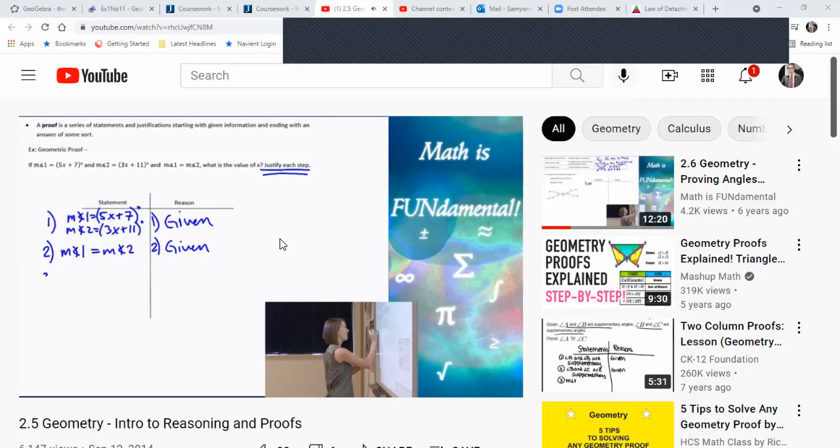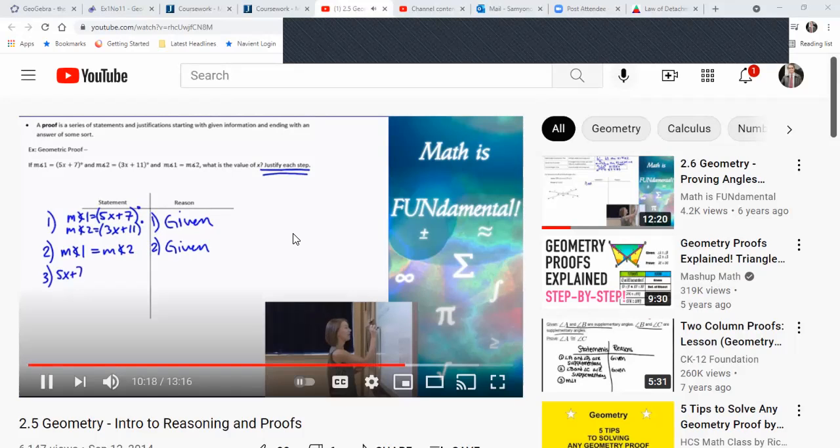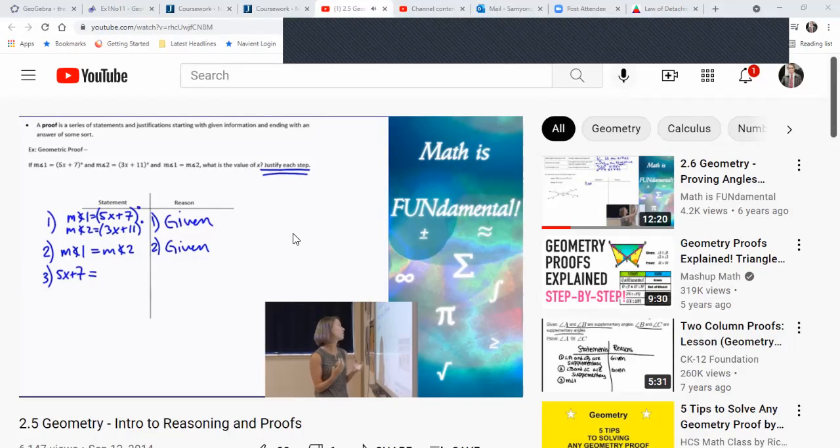All right, now the third step, here's where we want to start doing things to solve for that x. So if I know that the measure of angle 1 is 5x plus 7 and the measure of angle 2 is 3x plus 11, I can take 5x plus 7 and replace measure of angle 1 with that amount. So 5x plus 7 equals, and then I can do the same for measure of angle 2. Instead of the measure of angle 2, I can replace it with 3x plus 11.